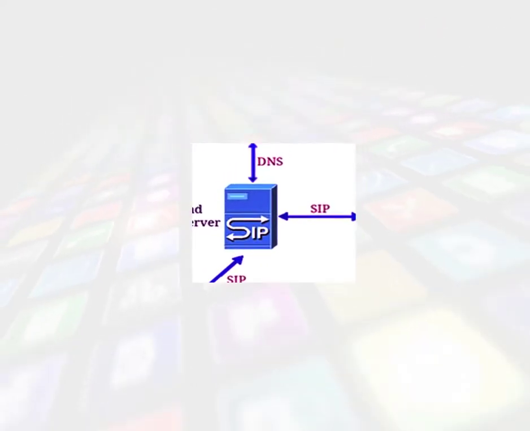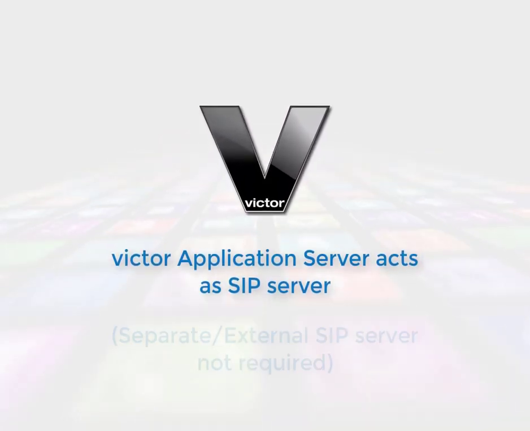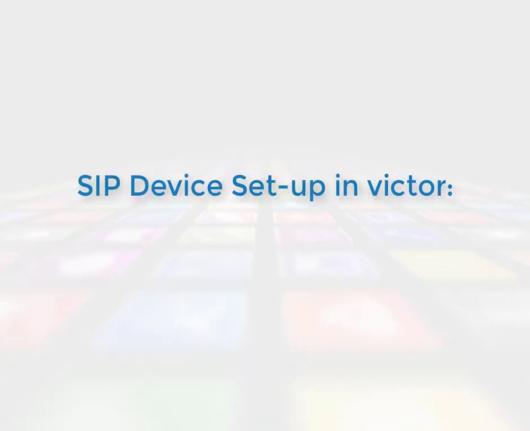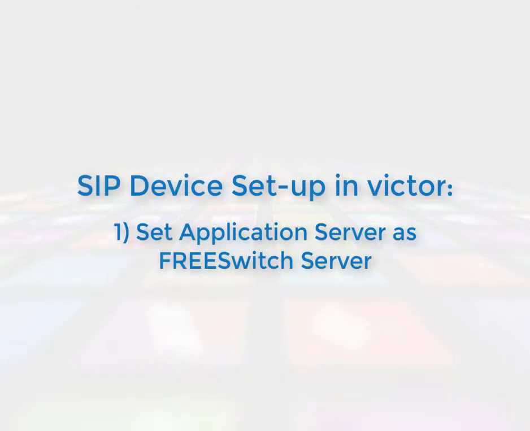One excellent aspect of the feature is that the Victor application server acts as a SIP server, so aside from adding the SIP devices themselves, no other physical network configuration is required. There are 4 steps to configuring a SIP device in Victor.